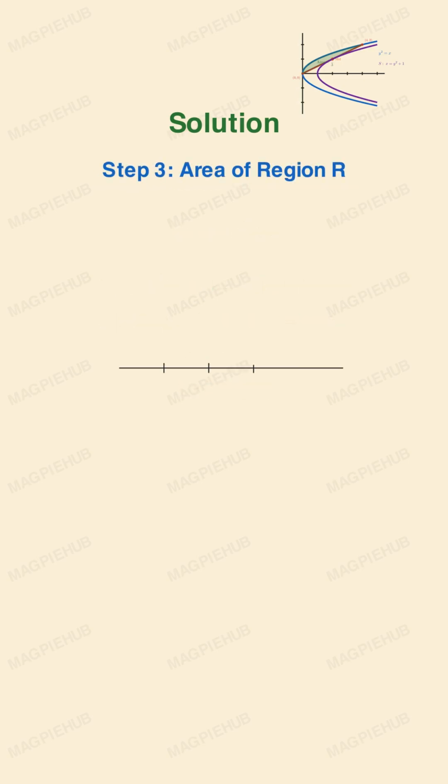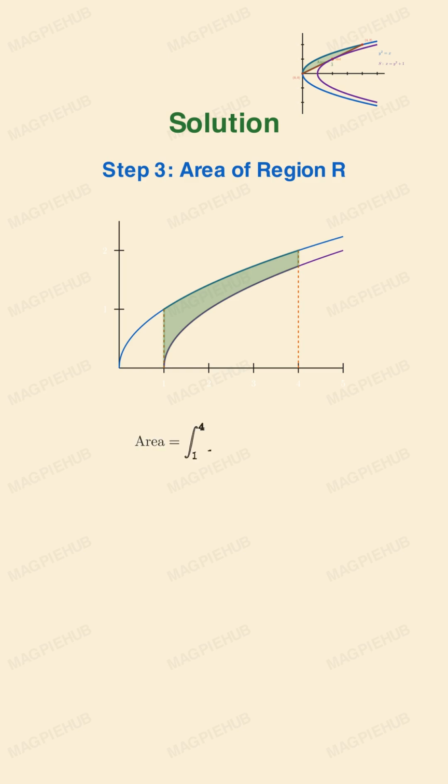Step 3. Compute the area of region R. Region R lies between the parabola y equals √x and the locus y equals root of (x minus 1), from x equals 1 to x equals 4. The area integral is the integral from 1 to 4 of √x minus root of (x minus 1), dx. Evaluating, the first integral gives 2x to the 3/2 over 3, evaluated from 1 to 4, which is 16/3 minus 2/3, that is 14/3.